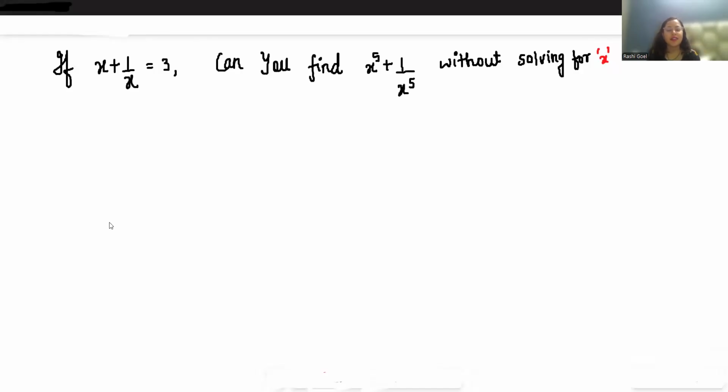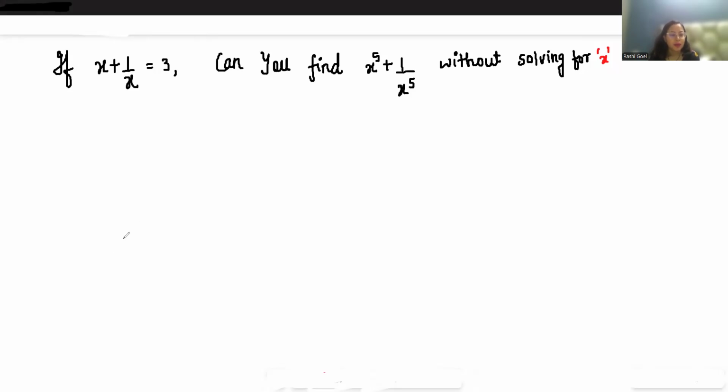Hello everyone, can you solve this advanced looking expression without even finding x? Let's see how powerful algebraic identities really are. We are given x plus 1 by x is 3, and we are asked to find x power 5 plus 1 by x power 5 without solving for x. Let's use the identities to climb up from what we know to what we need.